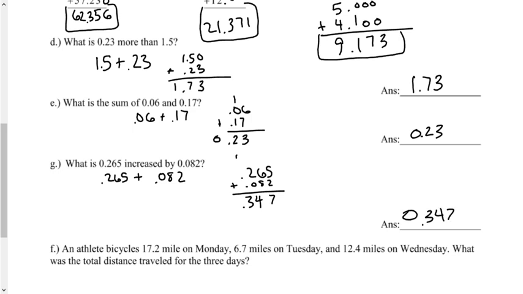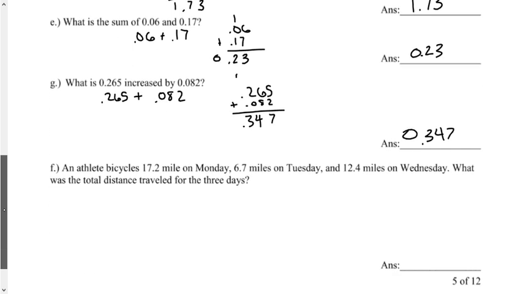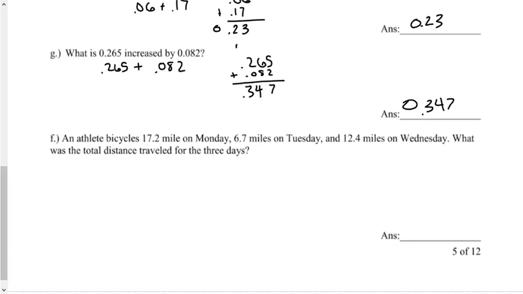Okay. Last problem here is a word problem. I know some people don't like word problems, but they're not so bad. An athlete bicycles 17.2 miles on Monday, 6.7 on Tuesday, 12.4 on Wednesday. What's the total distance? When I read total distance, that's making me think I'm going to be adding things together. So I'll take 17.2, 6.7, and 12.4. And that's what we're going to be adding together.